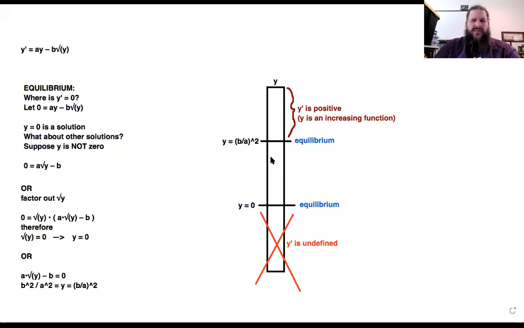And what about in the region between them? If y is small, we could try plugging in some values here, like maybe b over a squared divided by 2. That'd be a good value to plug in if you want to do this algebraically. But perhaps a more conceptual approach: if you imagine plugging in a number very close to 0, what would you expect to find about ay versus b square root of y? Which one of those is going to be larger if y is very small? Yeah, the square root of y term is going to be larger.